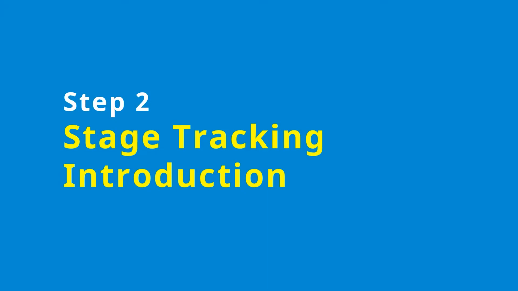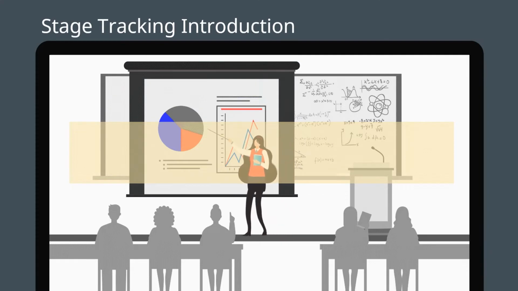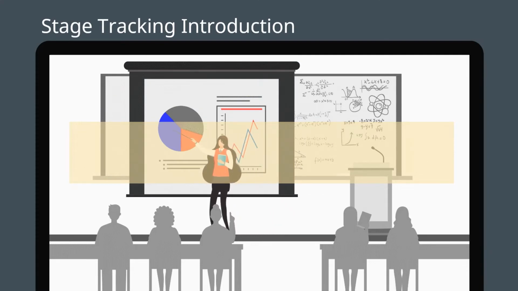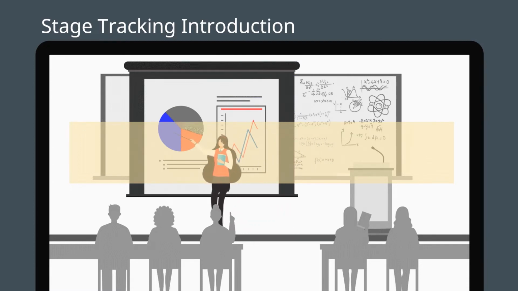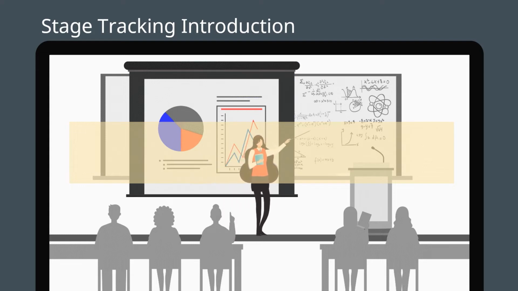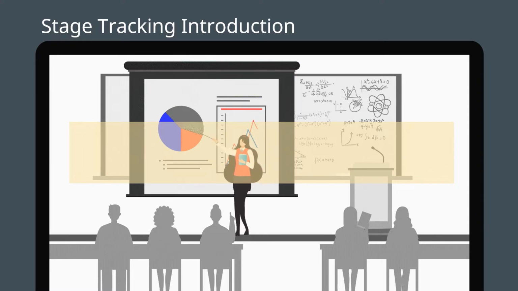So, what is stage tracking? Stage tracking is where the camera is instructed to track a subject only within a predefined zone. When the subject moves out of the zone, the camera will stop tracking. In stage tracking, the camera maintains the same focal length, it will not automatically zoom in on the subject.